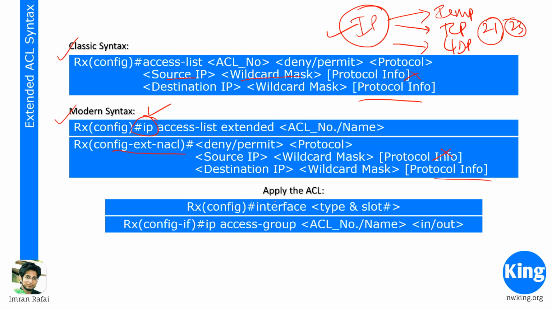And applying ACL is the same whether you're using standard ACL or extended ACL. It's the same syntax, which is interface. You get into the interface, then you say IP access group. Remember, applying is using access group, creating is using the keyword access list, right? Then you put the number or the name that you configured earlier, and tell the direction of flow of traffic, whether it's in or whether you're going out, right? And you know how to identify the flow of traffic. I don't want to discuss the same thing that we discussed in the last video.